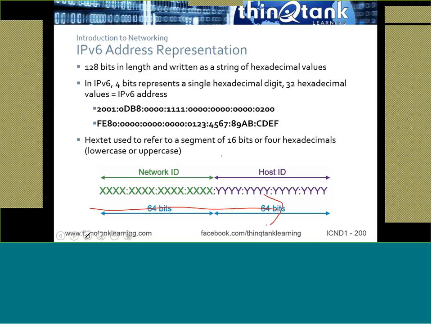The mask. The longer the mask, the more networks, the less hosts. The shorter the mask, the less networks, the more hosts. It's exactly the same as IPv4. The only difference is the mask is 128 bits. All right?